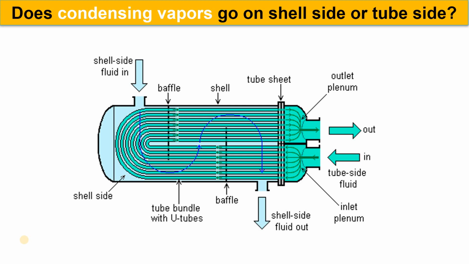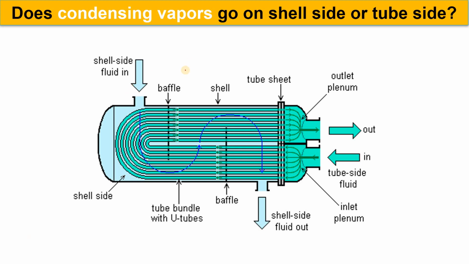Does condensing vapors or off gases go on the shell side or tube side in the shell and tube heat exchanger? Hello Core Engineering family, in this video we are going to discuss, let's suppose you have vapors, condensing vapors or gases, where should they go, the shell side or the tube side in the shell and tube heat exchanger when you have to condense your vapors?